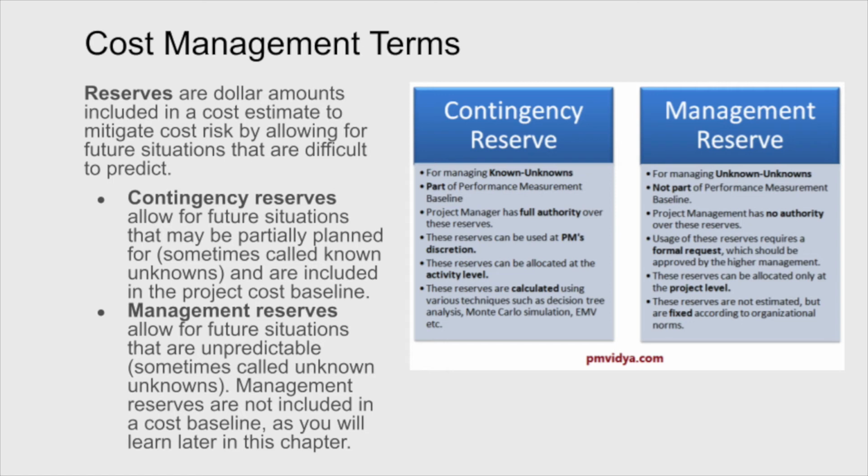So the good thing about these contingency reserves is that they're pretty well predictable, and we know that they're probably going to come up. It's reasonable to estimate them. Management reserves, on the other hand, are unknown reserves. We don't know that this is going to happen. I suppose you could consider that it may happen, but it's not planned for.